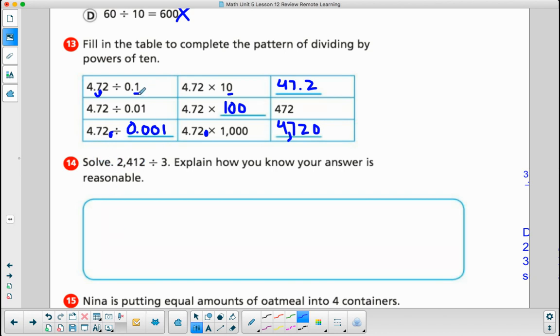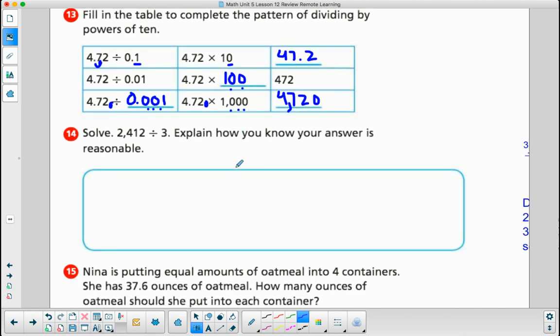All right, so the pattern is dividing by tenths, shift the digits 1 place left, same as multiplying by 10. Dividing by 100th, shift the digits 2 places left, same as multiplying by 100, which has 2 zeros, shifting 2 digits to the left. Shifting the digits 3 places to the left is the same as dividing by 1,000th, 3 decimal places, or the same as multiplying by 1,000, 3 zeros.